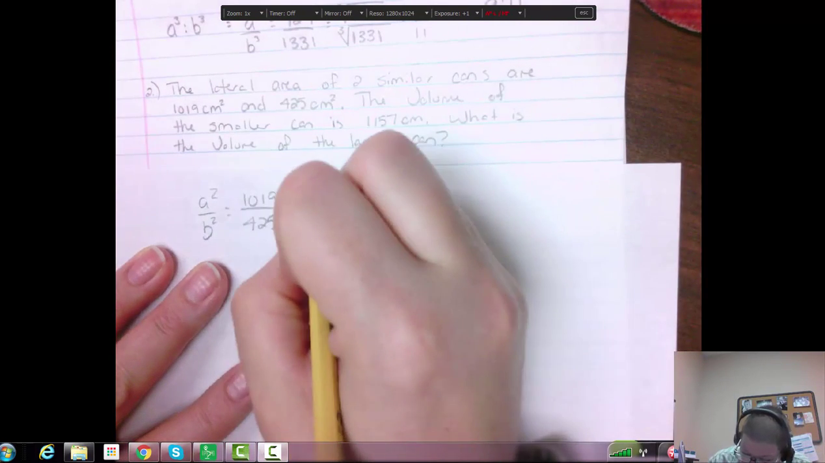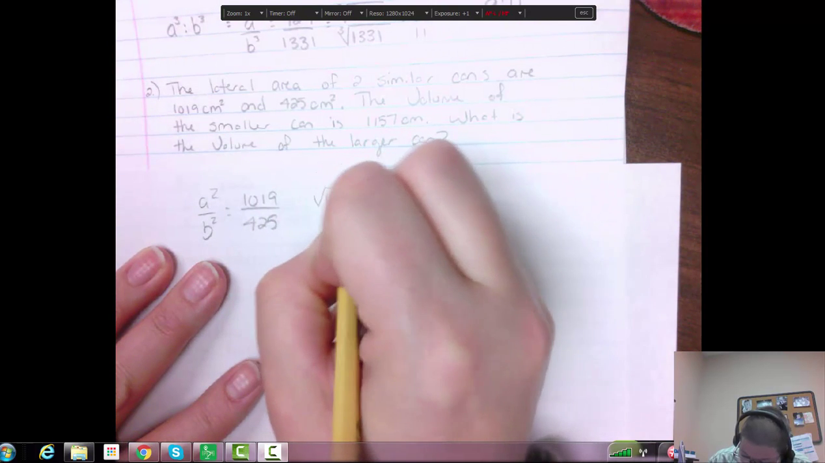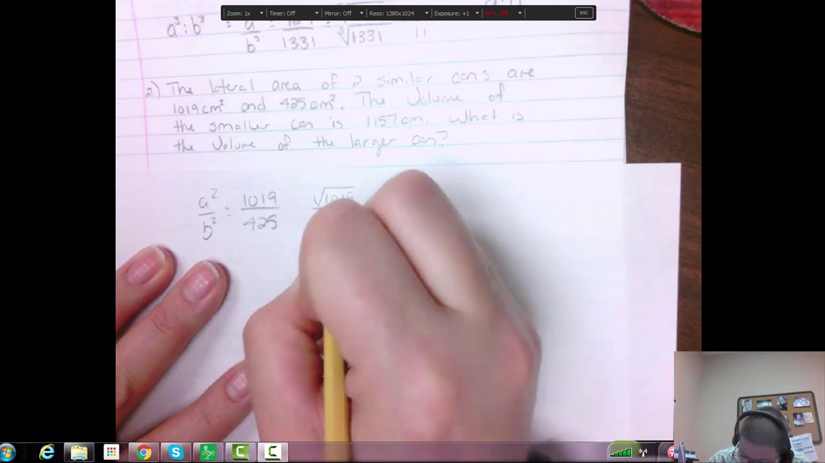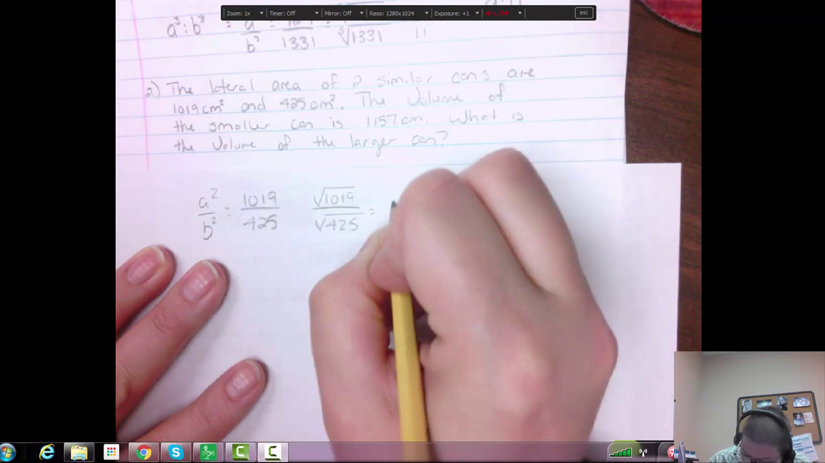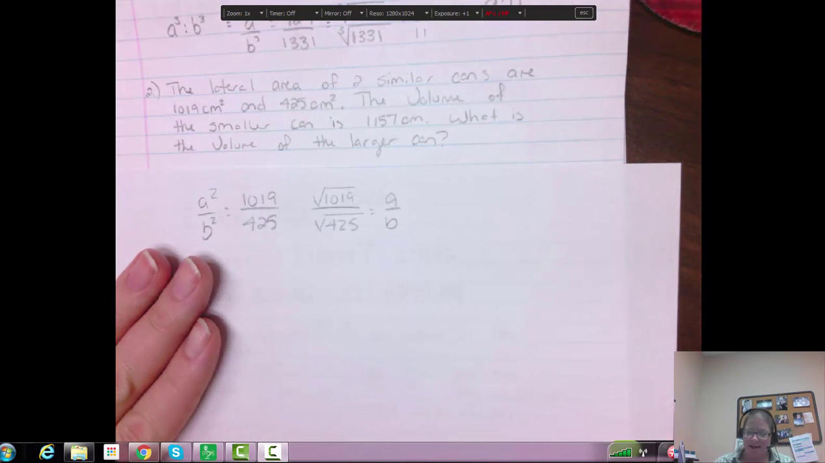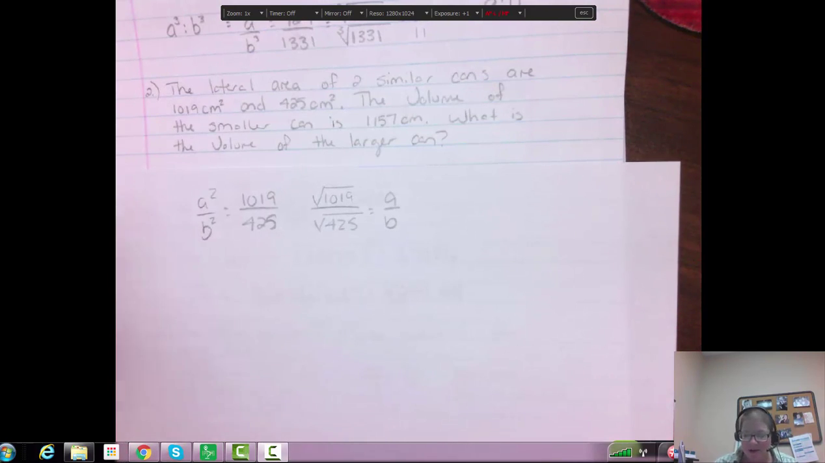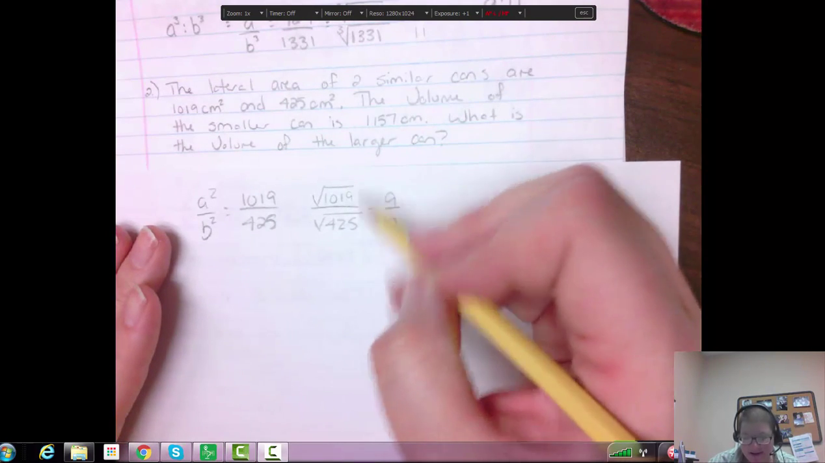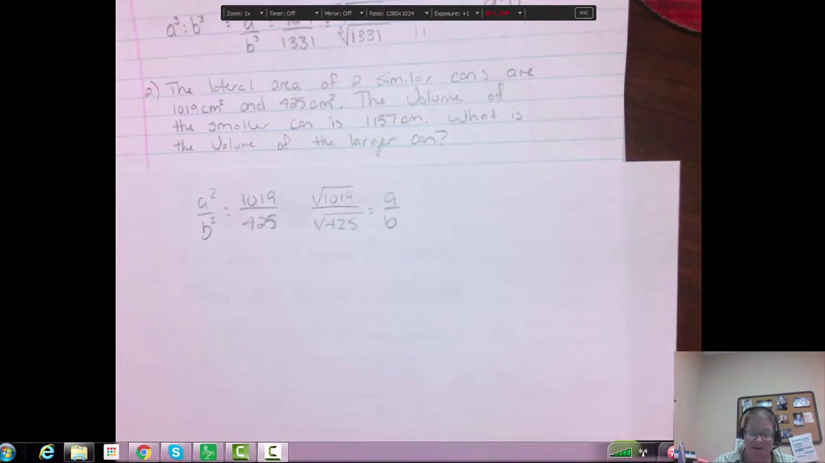Okay, so the square root of 1,019 over the square root of 425 will give us that a over b. These ones don't work out pretty. They're totally decimals. So what I'm going to do is take the decimals and divide them and then just get the scale factor that way. It won't really be a over b. It'll be just, well, a divided by b.